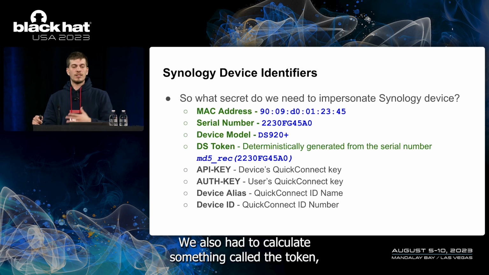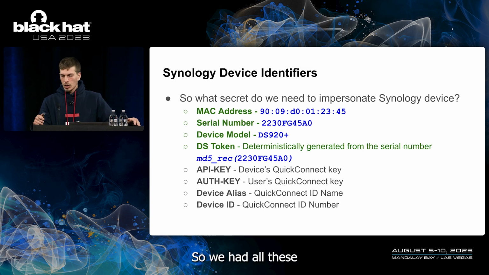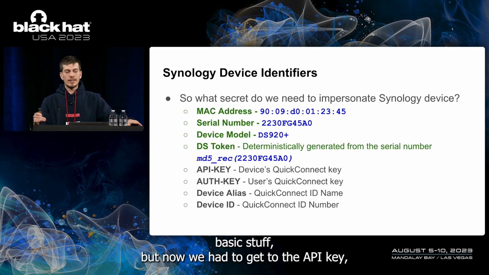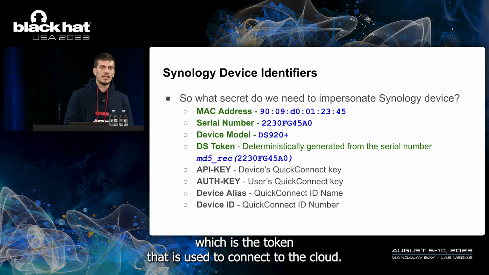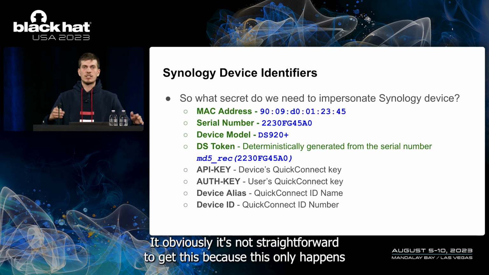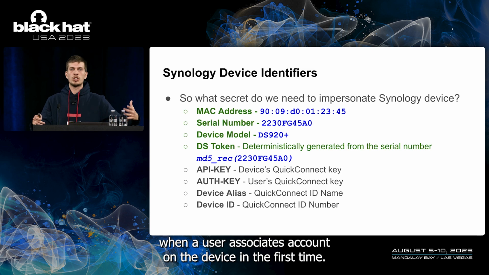We also had to calculate something called the DS token, which is kind of an MD5 routine on the serial. So we had all these basic things, but now we had to get the API key, which is the device token that is used to connect to the cloud. Obviously, it's not straightforward to get this, because this only happens when a user associates their account on the device for the first time.